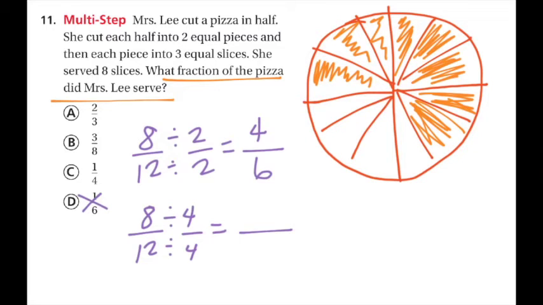Now I'm going to divide 8/12 by 4 over 4. 8 divided by 4 would be 2. 12 divided by 4 would be 3. Now I have 2/3. Do I see that answer choice here? I do. It's actually the first one. So 2/3 would be the correct answer choice here. All right, let's move on to the next one. Remember, you can always pause the video if I'm going too fast.